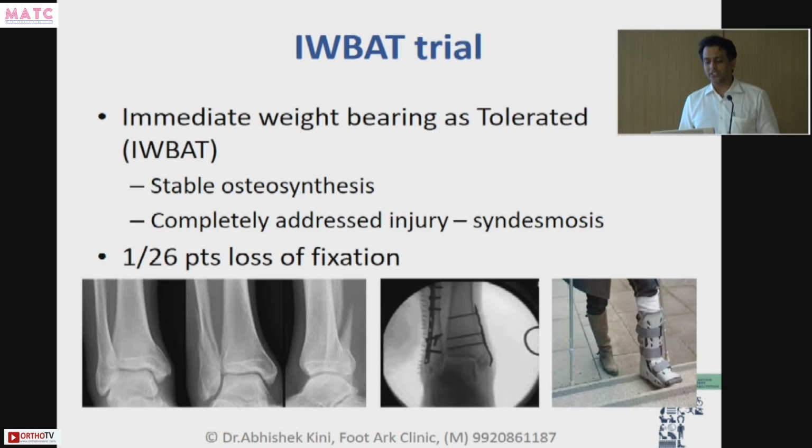There is a trial which is the IW-BAT trial, that is the immediate weight bearing as tolerated trial. In a stable osteosynthesis, they found that only 1 out of 26 patients lost fixation, when they allowed them to bear weight immediately, as soon as the pain allowed them to tolerate.